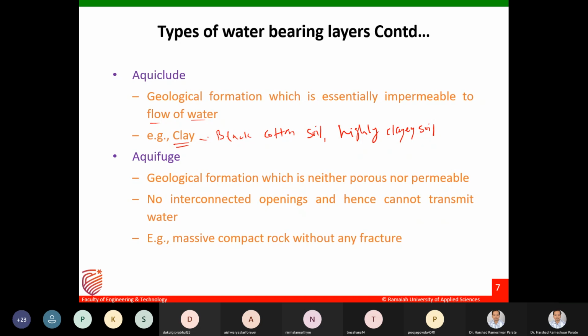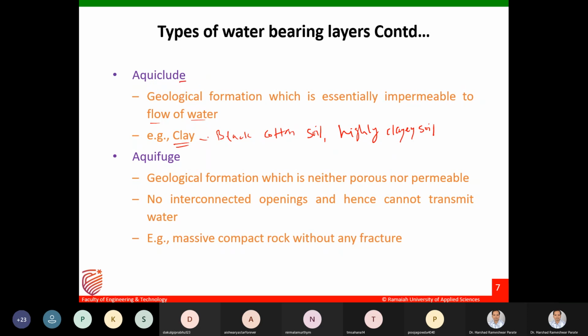What is the property of these soils? These soils will hold the water and will not allow water to go out. That's the property of highly clayey soils. For example, black cotton soil: though the porosity is high, maybe more than 35%, due to molecular attraction it will not allow water to go out. It will hold the water. So if you dig a well into such an aquifer, you will not get any water. This kind of aquifer is called an aquiclude.